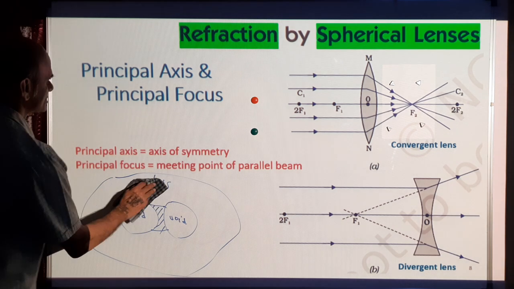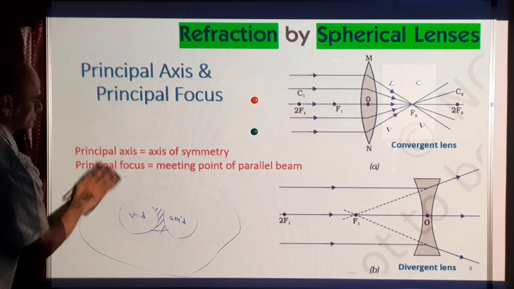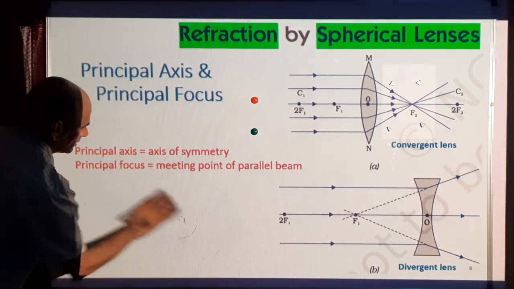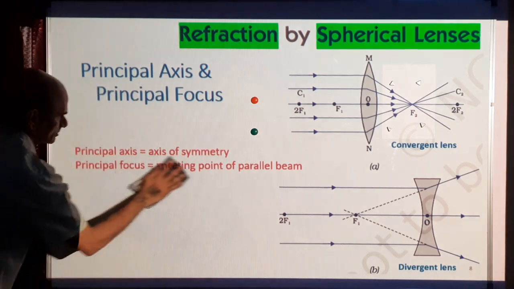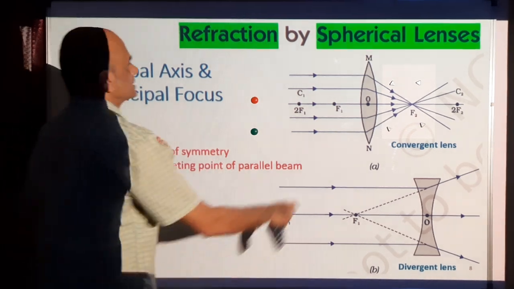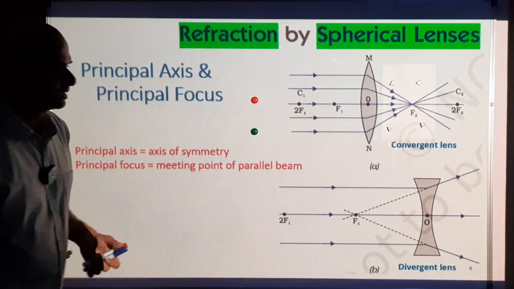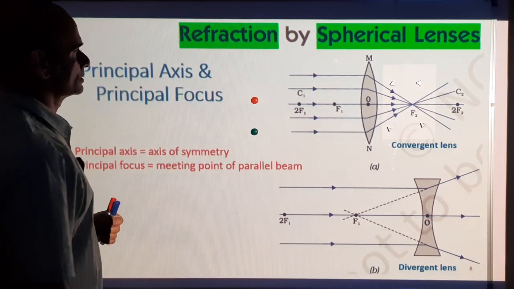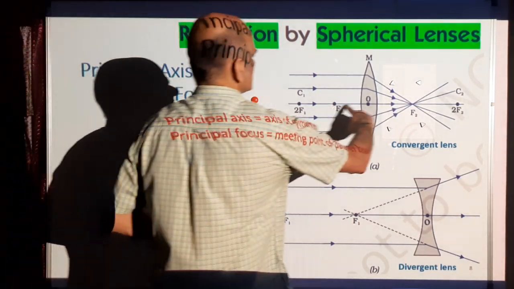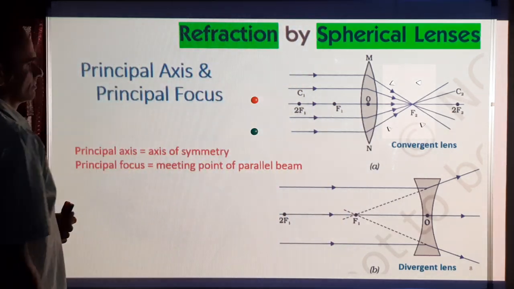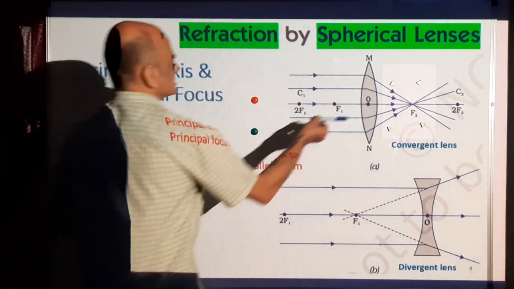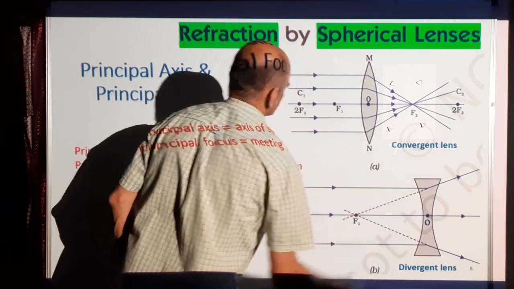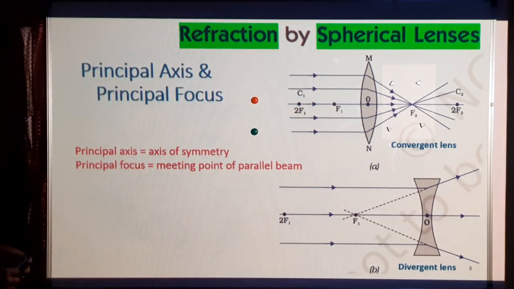So this will have an axis of symmetry, which is the line joining the two spheres. Here the axis of symmetry is the line joining the two spherical voids, the centers of the two spherical voids. So this axis of symmetry, this one, that's the principal axis. The lens is symmetric about this axis. So this concave lens is symmetric about this axis, which is the principal axis.